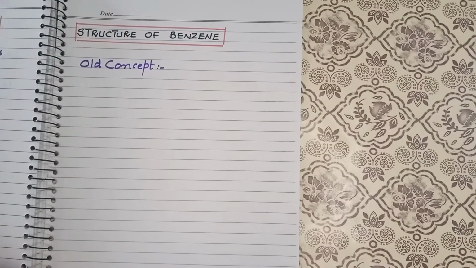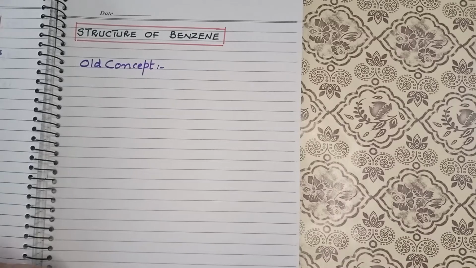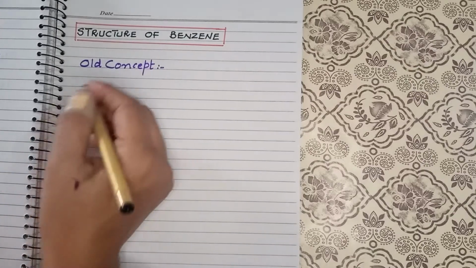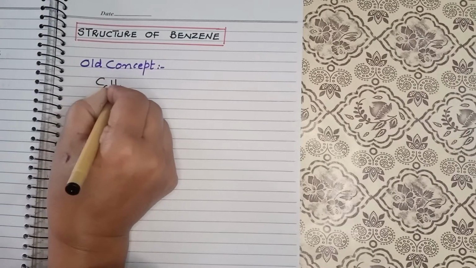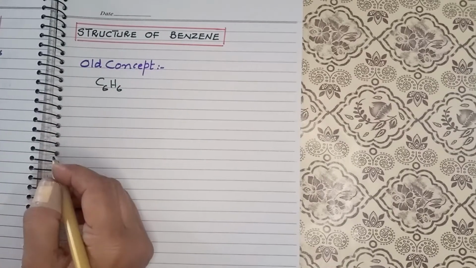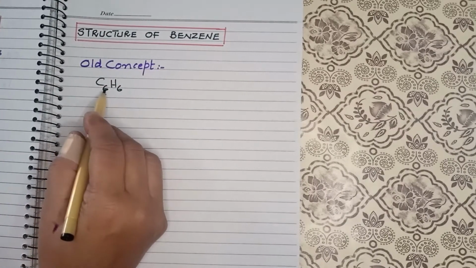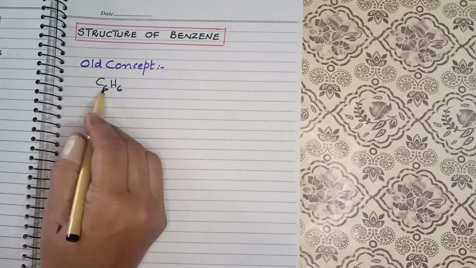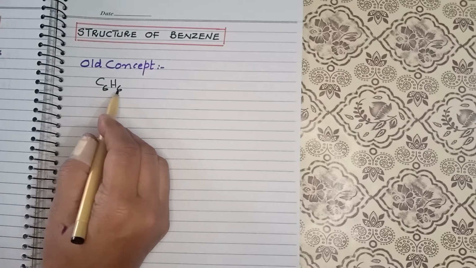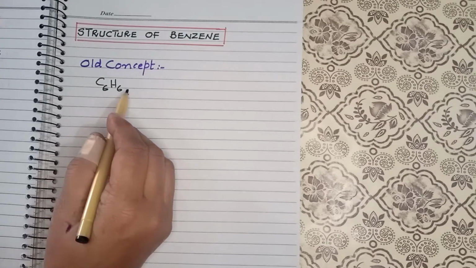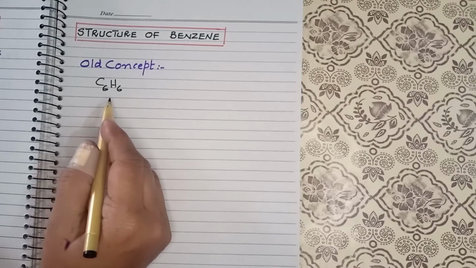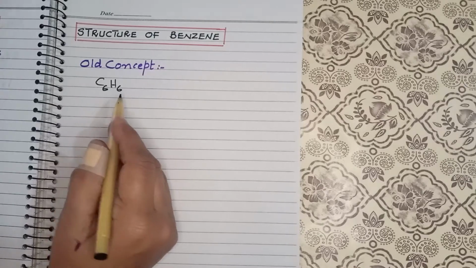Students, in this video we will discuss the structure of benzene. First of all, we will discuss the old concept. We know the molecular formula of benzene is C6H6. It means total atoms are 12. All the 12 atoms in benzene lie in the same plane, and benzene has a planar cyclic conjugated system.